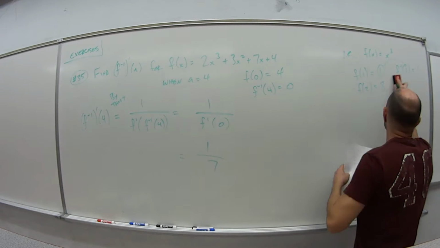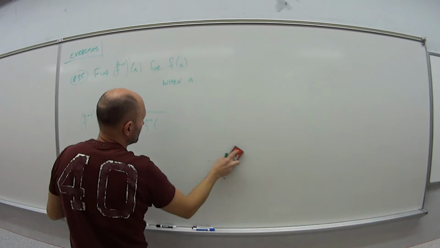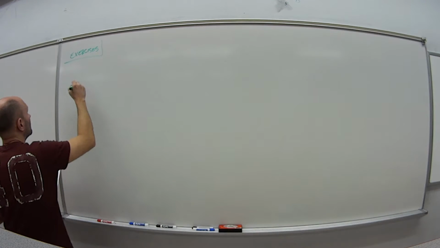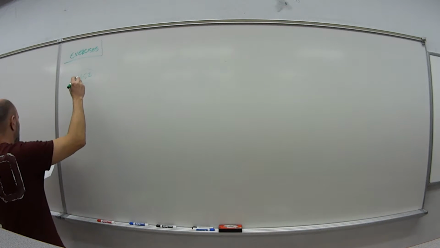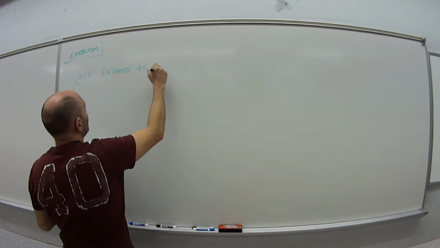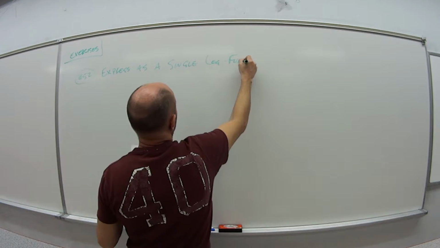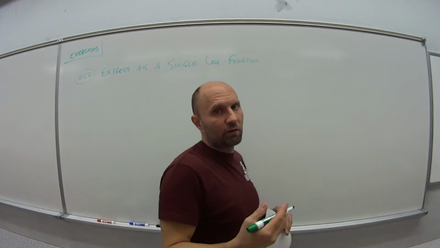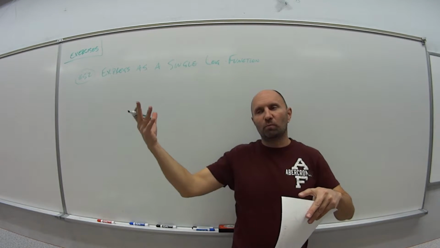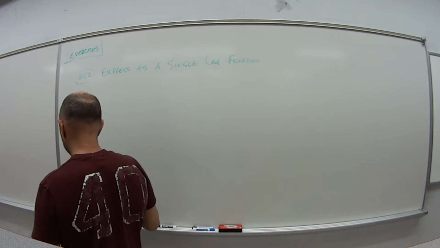Next example we're going to do, next exercise, is number 52. And this is utilizing our law of logs. So we want to express this as a single log function. Remember when I gave you those law of logs, I said they can go either way. You can either go from where they're multiplied together and expand it to the plus, or if two are added together you can combine them by multiplying.